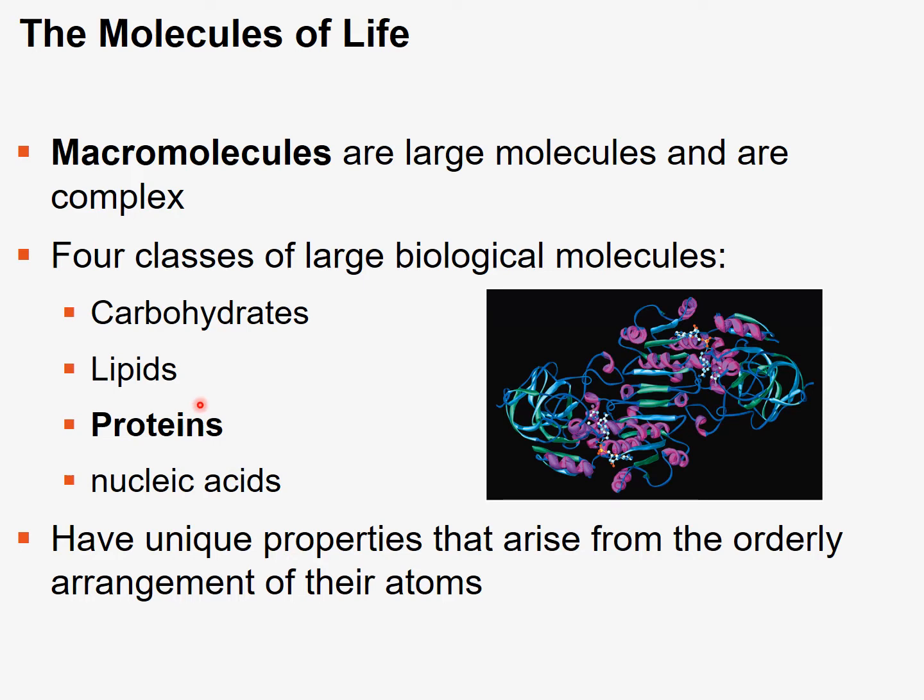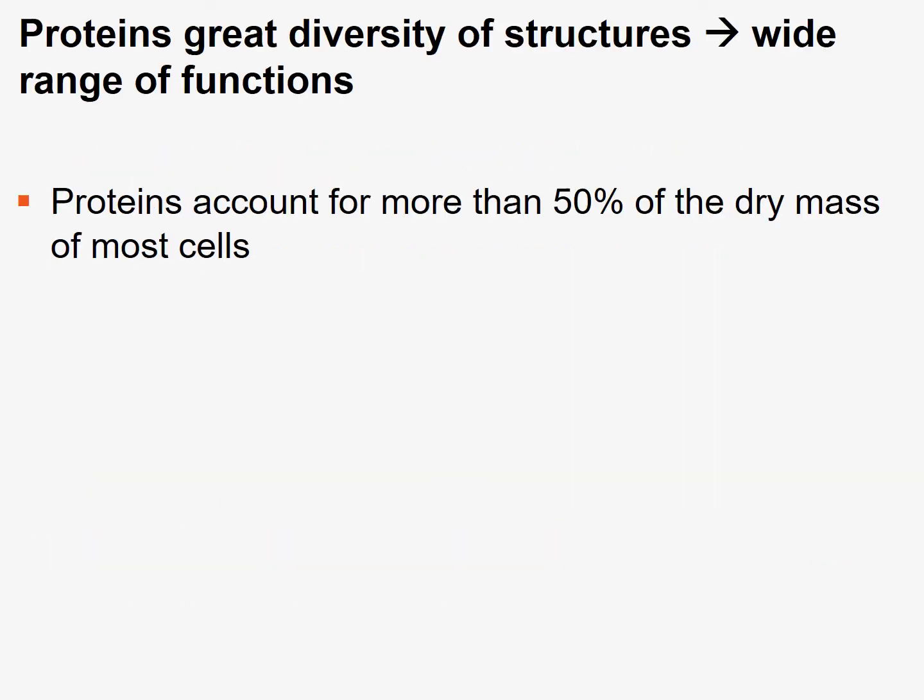Remember, each one of these 4 classes of biological macromolecules has unique properties that arise from the orderly arrangement of their atoms and the different combinations of functional groups that are attached to their base skeletons. So proteins can create a great diversity of structure. They have a wide range of functions as well. In fact, proteins are quite important for the cell. They make up about 50% of the dry mass of most cells.